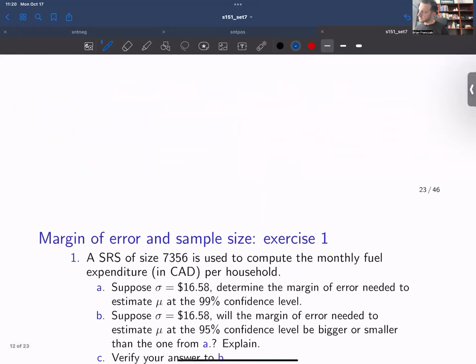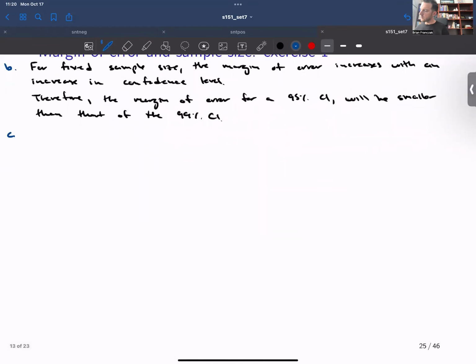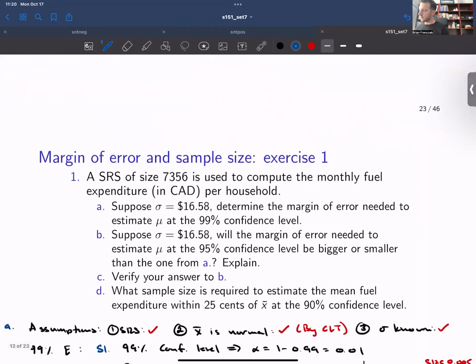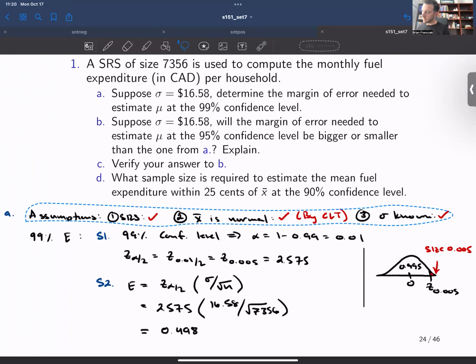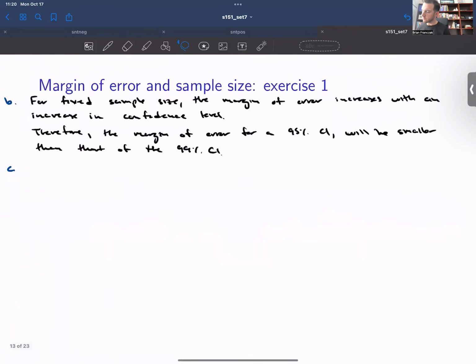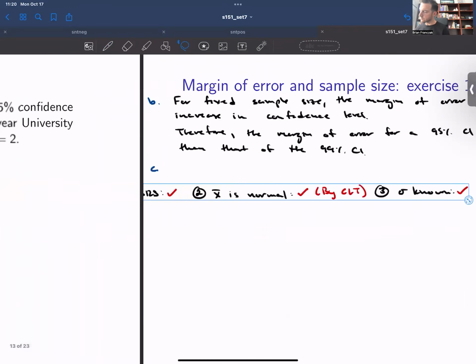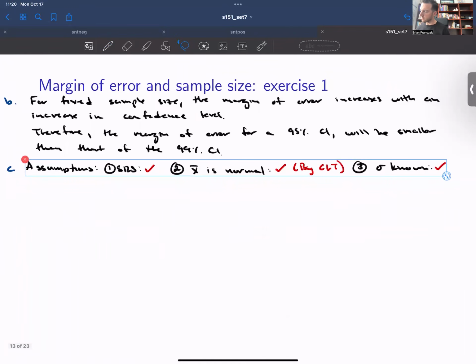Okay, part C, verify or answer. In part C, we're doing the exact same thing that we did in part A, except that we are changing to the 95% level. So the assumptions in that case will be exactly the same, because there's nothing changing that would influence the assumptions. The only thing we're changing is the confidence level, and that does not influence the assumptions of our procedure at all. So these are exactly the same.